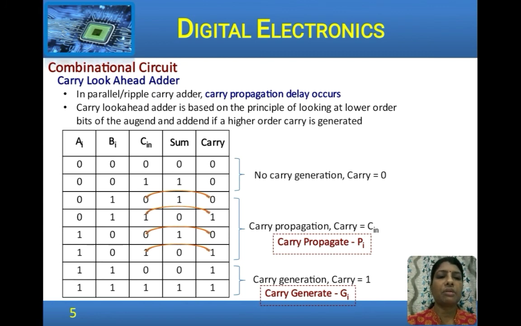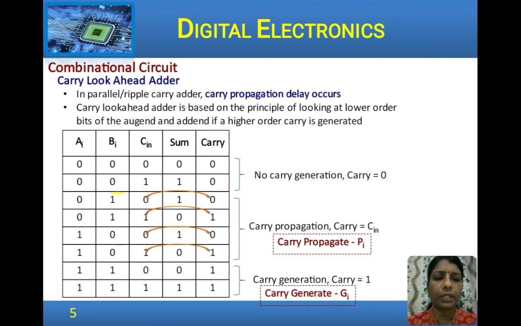This is the truth table for a full adder, which we have already seen, where A, B and C are the inputs and sum and carry are the outputs. If you closely observe, when A and B, the two inputs, are 0, the output carry is 0 irrespective of what the input carry is. So, when A and B are both 0, irrespective of the value of the carry input, carry output is 0. That is, no carry is generated.